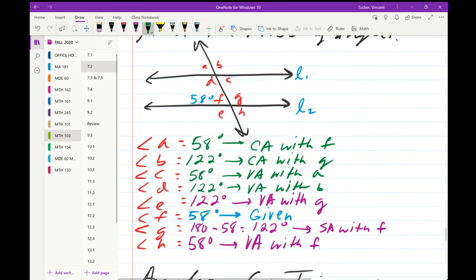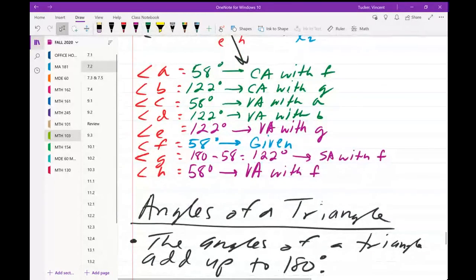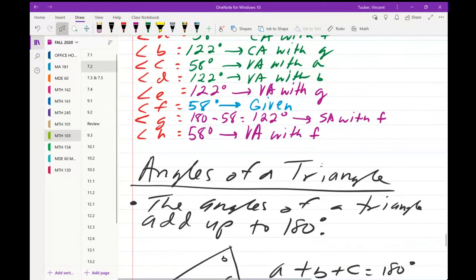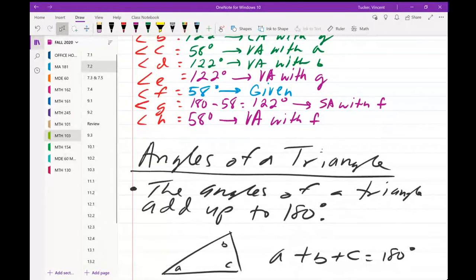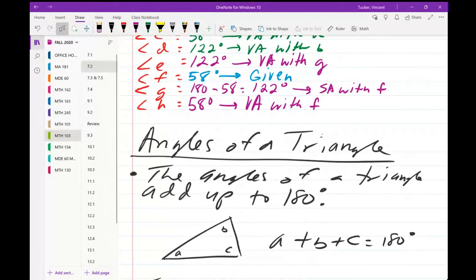All right, we have one more relationship to talk about. And that's the angles of a triangle. So the angles of a triangle add up to give us 180 degrees. So if I have a triangle that has angles A, B, and C in it, if I add up those angles, once again, they should add up to 180 degrees.